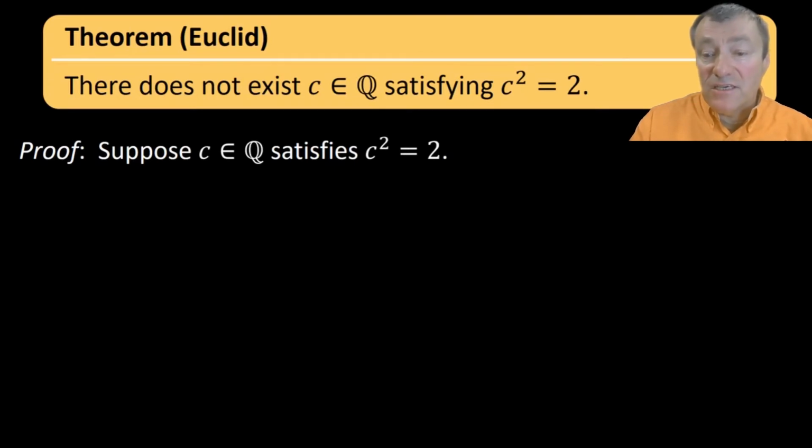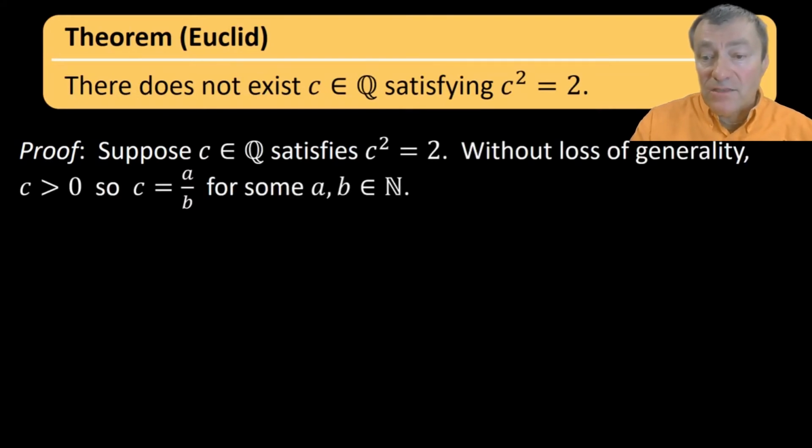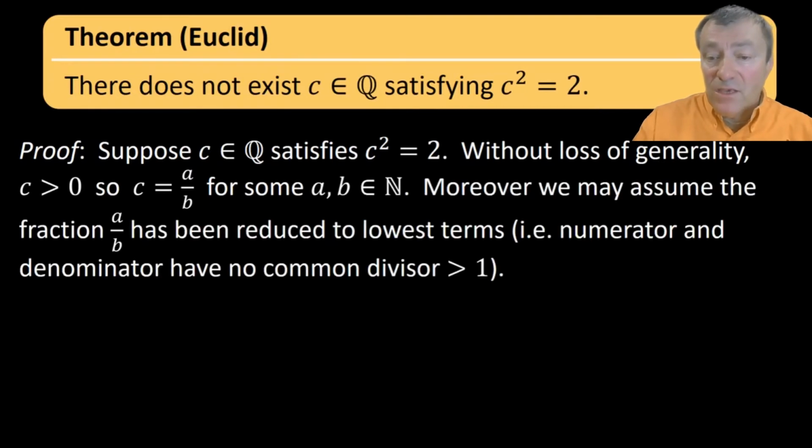Suppose C is a rational number whose square is 2. There should be two square roots, one positive and the other negative, so we'll just take the positive square root. Now that would be a positive rational number, and therefore a ratio of two natural numbers, a over b. We can assume this fraction has been reduced to lowest terms. In other words, the numerator and denominator have no common factor bigger than 1.